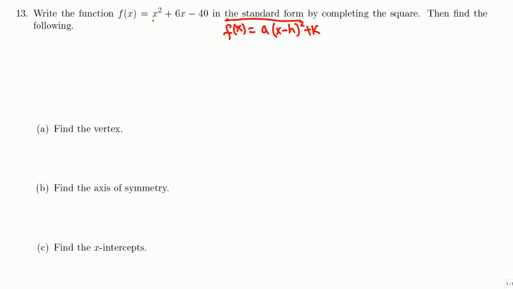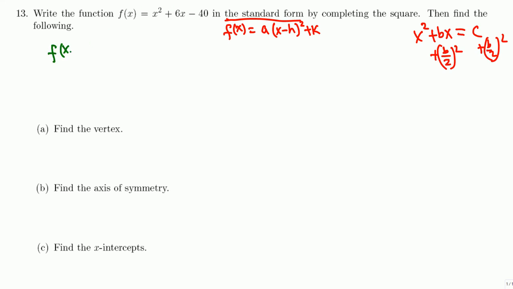So first we want to rewrite this function in the standard form, a(x minus h) quantity squared plus k. And let me remind you, whenever we have x squared plus bx equals something, if we want to complete the square, all we have to do is add half of b, squared. So (b over 2) squared. And to balance, when we add something, we have to subtract or add the same on the right hand side. So we do the same thing here for this function.